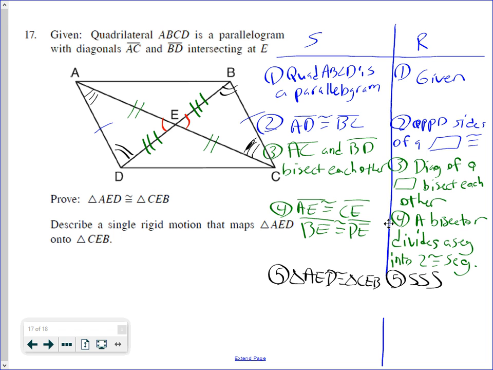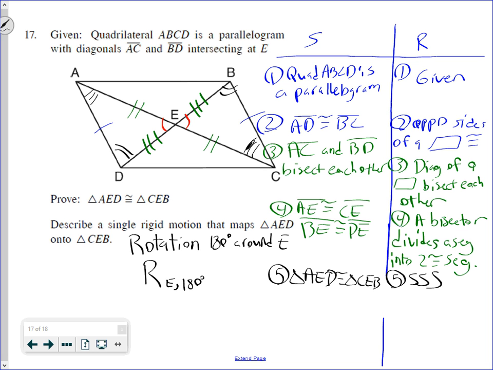The last question is describe a single rigid motion that would map the triangles onto each other. That would be a rotation 180 degrees around E. And yes, you need all that information. The shorthand way to do it, rotation centered at E, 180 degrees.